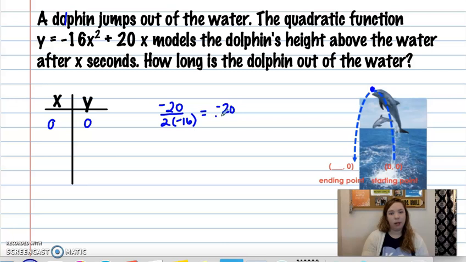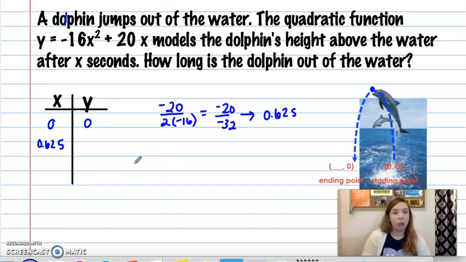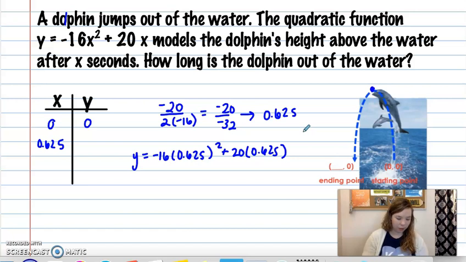So -20 over -32 should simplify. Let's go ahead and do a decimal to be 0.625. So at 0.625 seconds, then we can figure out how tall that is if we want. We can plug it in, which is 6.25 feet.